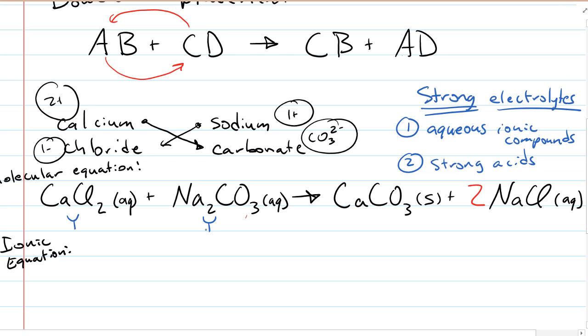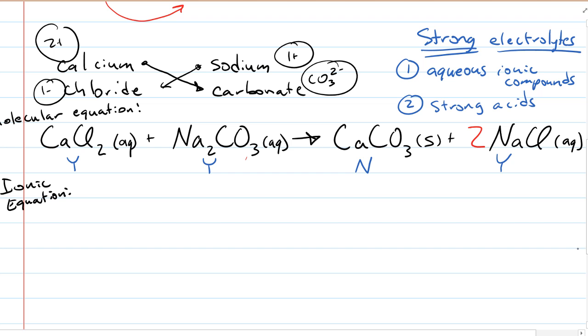Is the calcium carbonate a strong electrolyte? And why not? It's not aqueous. It is an ionic compound, but it is not aqueous. So this one here is not a strong electrolyte. Is calcium chloride a strong electrolyte? Yes, because it's aqueous and it is ionic. So as long as it's an ionic compound that is aqueous, it is a strong electrolyte.